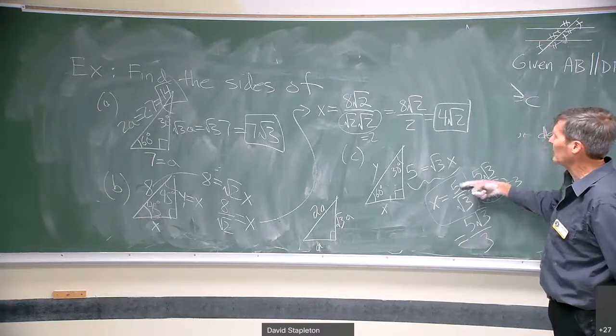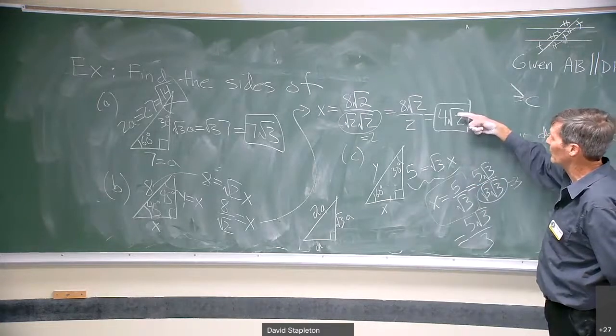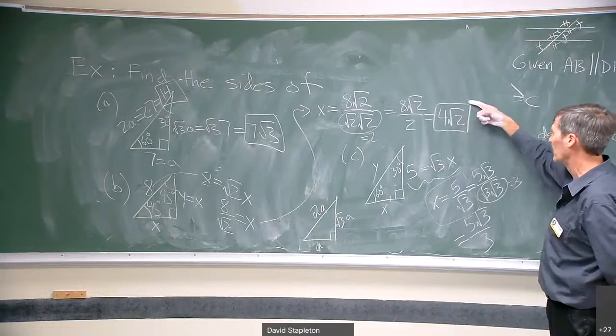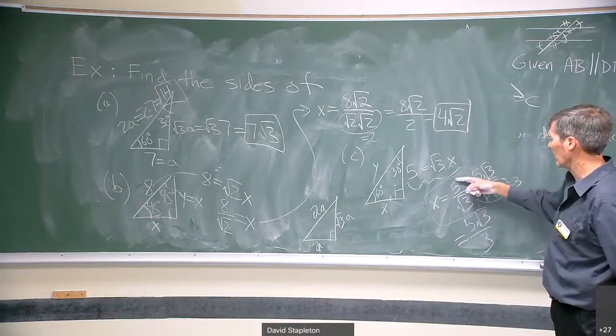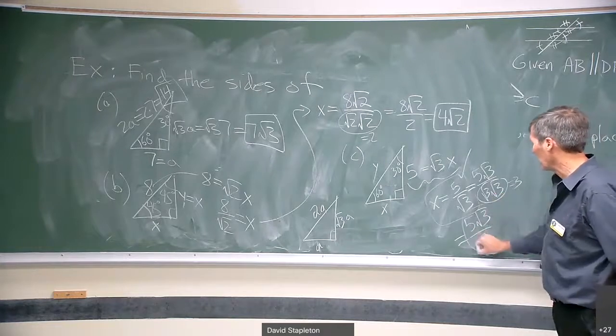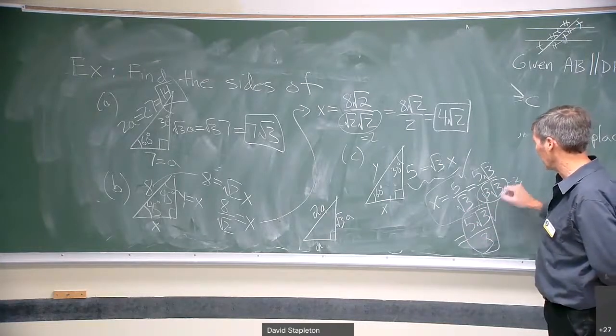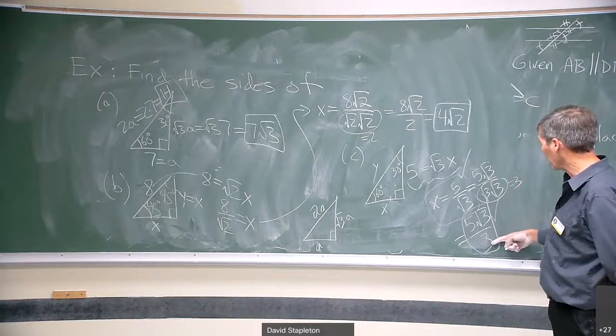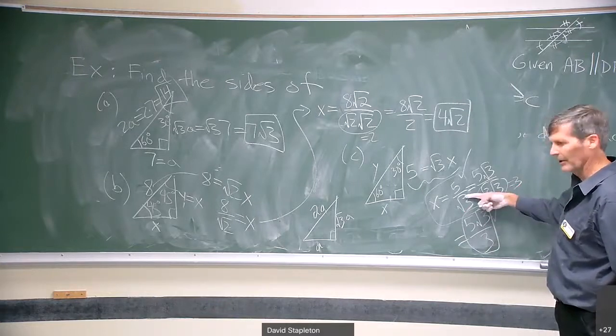So when you can't cancel anything, here you could cancel something, so you want to cancel it and get rid of the quotient. But when nothing cancels, I'll let you write it like that. This is okay. Or this is okay. You can always rationalize. This is what your algebra teacher taught you to do. Why do you have to rationalize? This looks more complicated than this.